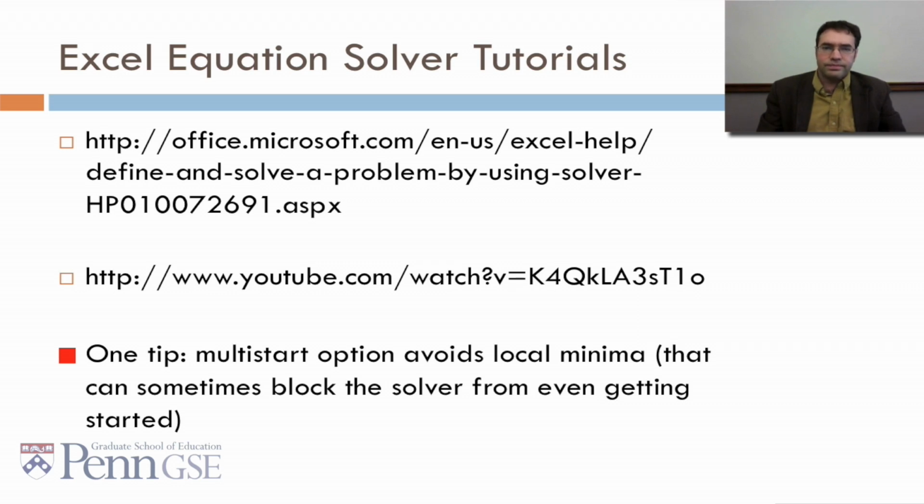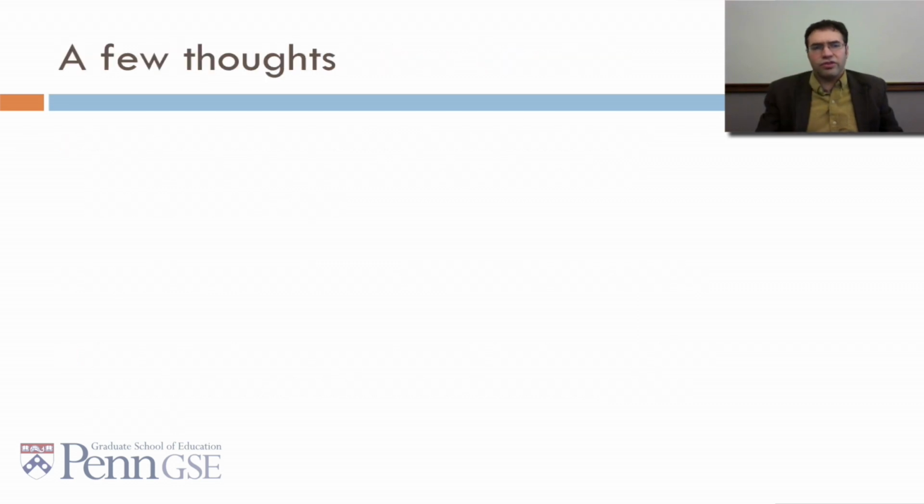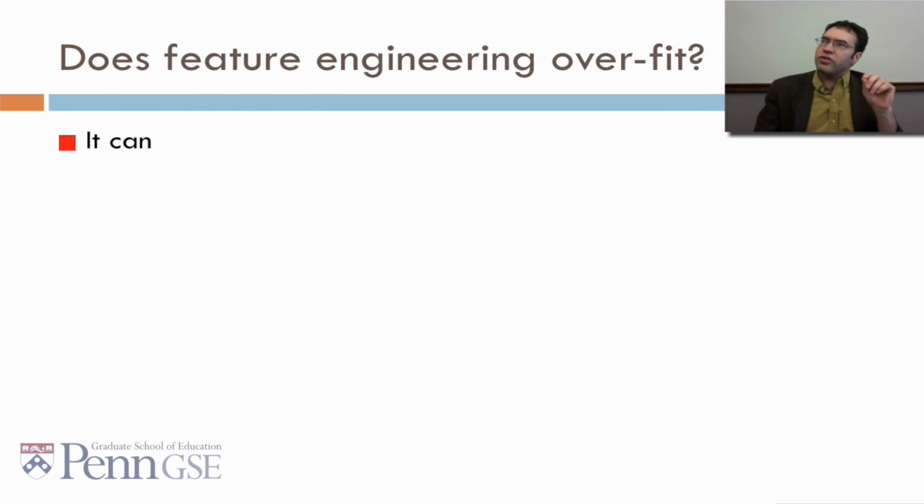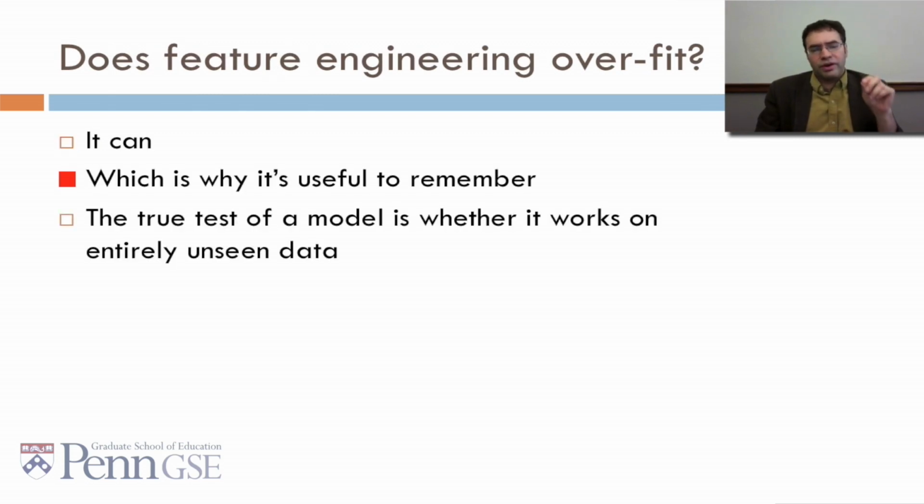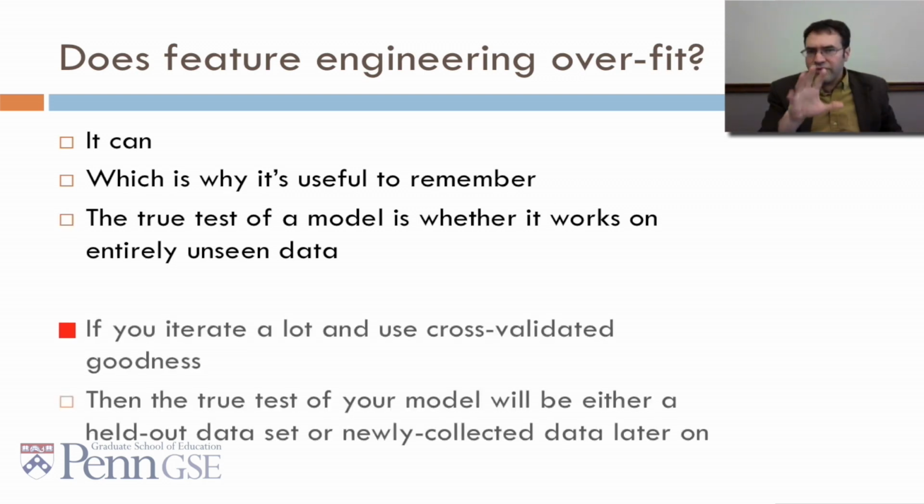I'd like to share a few more thoughts on feature engineering. First, does feature engineering overfit? Well, it can. Which is why it's useful to remember the true test of a model is whether it works on entirely unseen data. If you iterate on your features a lot and you're using cross-validated goodness the whole time, then the cross-validated goodness will not be the true test of your model. The true test of your model will be either a held-out dataset or a newly collected dataset later on.